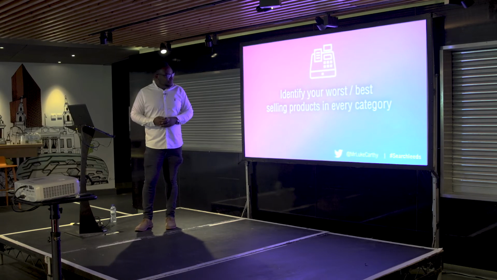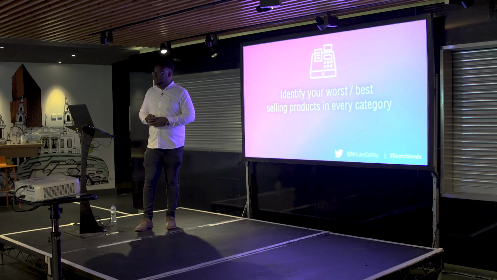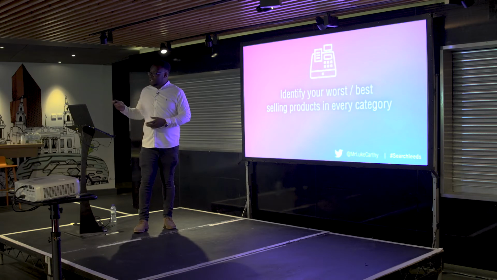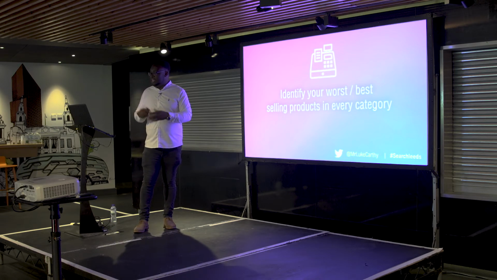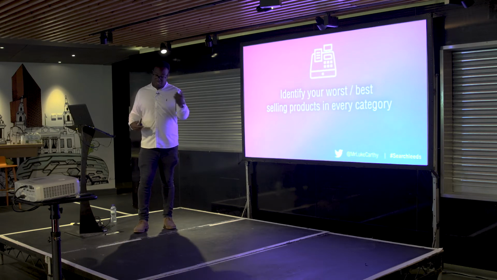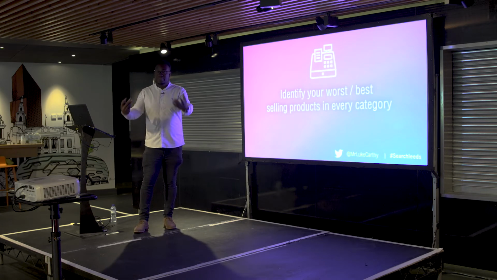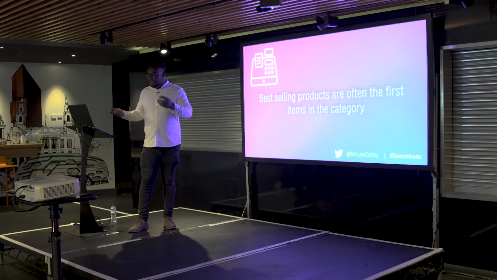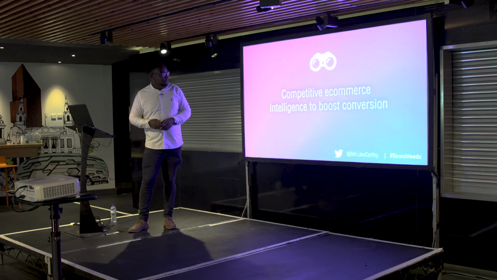Now, you can also work out your best and worst selling products in a quick way. Because if you scrape every single one of your categories, or let's say your top 1,000 search terms, you can find out your top 3 selling products. Equally, you can find out your worst 3 selling products and identify why. Is it price? Is it stock? Is it availability? All of this information can be lifted via custom extraction. And of course, best selling is often the first in the category.